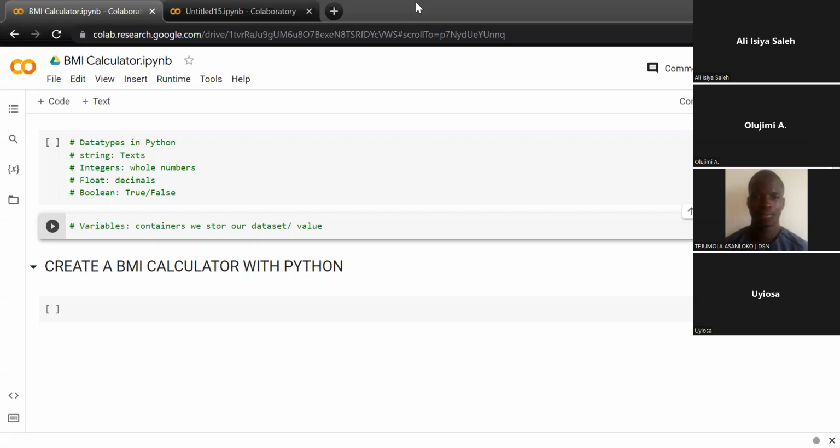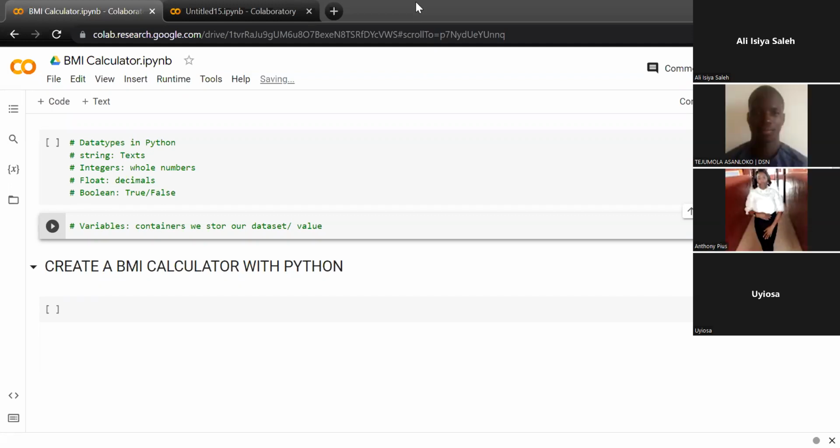Yeah, if you have a Python IDE, you can use it. But if you don't have it, it's cool for you to just use Google Colab. Okay, thank you very much.